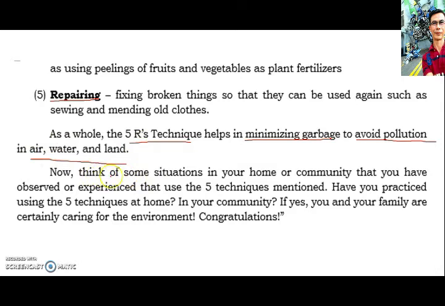Now, think of some situations in your home or community that you have observed or experienced that use the 5 techniques mentioned. So, ano raw ba yung mga bagay-bagay sa paligid ninyo na pwedeng magamit yung 5 R's technique? Have you practiced using the 5 techniques at home? Ginagawa ba yun sa bahay yun? In your community? If yes, you and your family are certainly caring for the environment. So, congratulations, you are a champion of the environment. So, ginagamitan niyo yan. Very good.